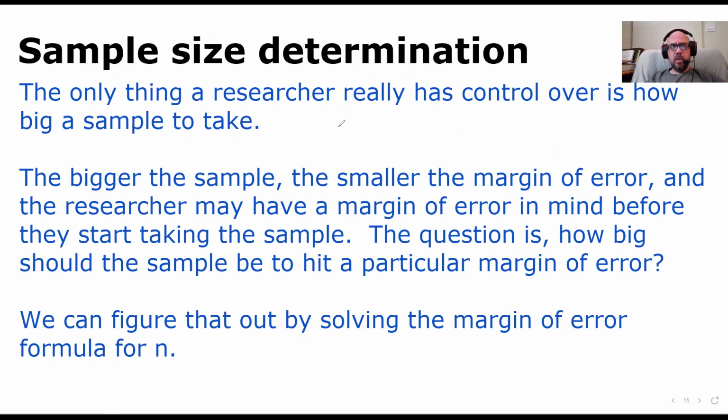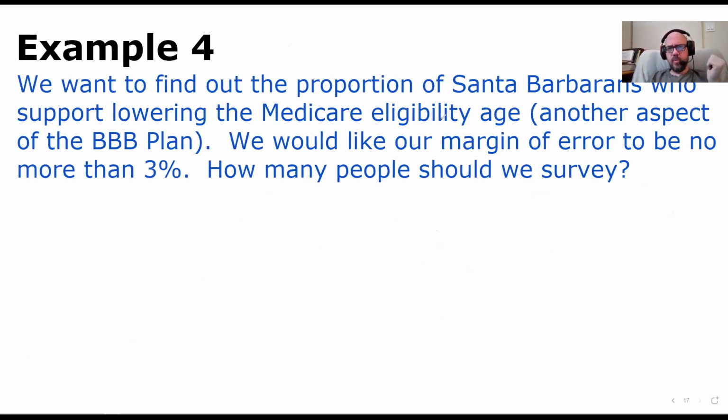So a more practically useful thing for the researcher is sample size determination. In general, as a researcher, the only thing you really have control over is how big your sample is. Everything else is sort of forced on, right? If you decide to take a sample of 50 people and you're surveying the proportion of Santa Barbarans who support lowering the Medicare eligibility age, which is another aspect of the BBB plan.